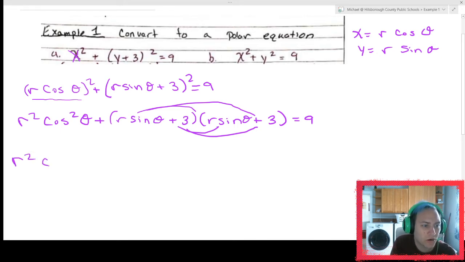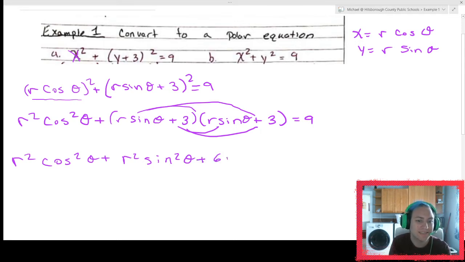So ultimately I end up with r squared cosine squared of theta plus r sine of theta times r sine of theta is going to give us r squared sine squared of theta. R sine of theta times 3 is going to give me 3r sine of theta, and then 3 times r sine of theta is going to give me another 3r sine of theta. So ultimately I'm going to have plus 6r sine of theta. And then 3 times 3 is going to give me plus 9 equals 9.